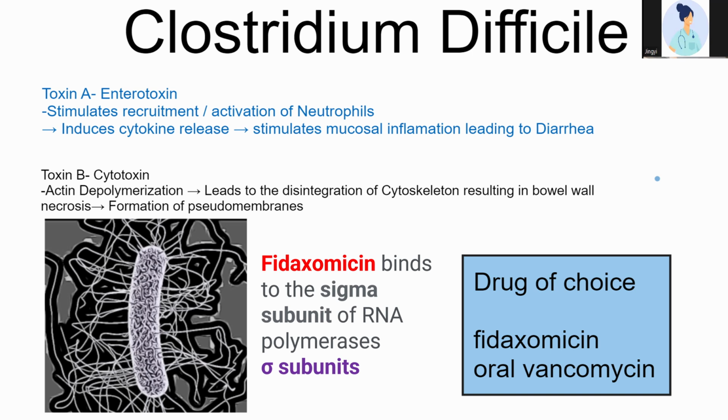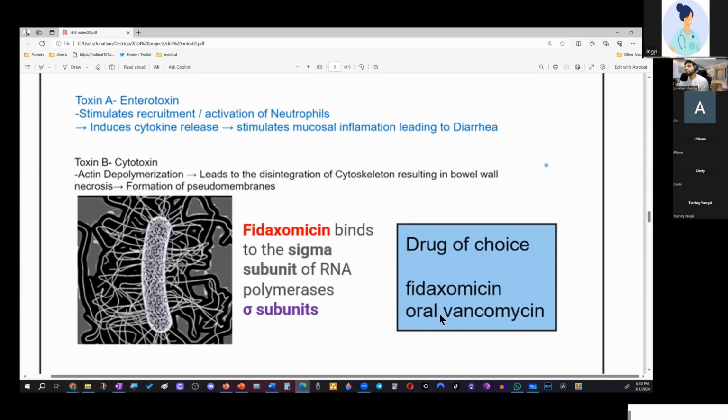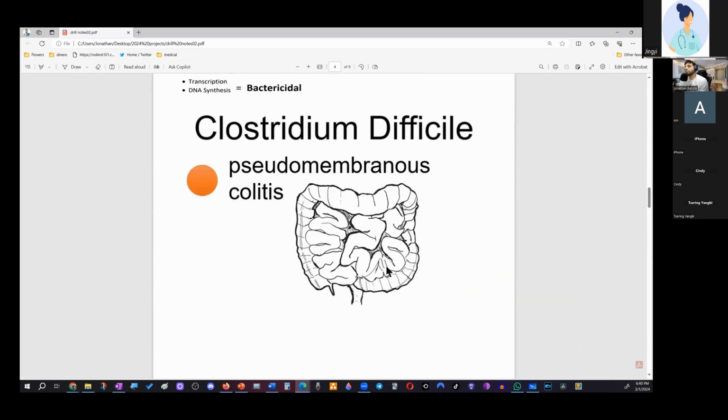So if you give fidaxomicin, you're targeting the C. diff infection. And of course, it's oral, right? It makes sense, it's oral because you want to attack directly on the GI tract and not actually absorb it within the bloodstream and break it down in the liver. So that makes sense. So the mechanism of action of fidaxomicin, and this is what we mentioned here in the notes, we said it binds to the sigma subunit of RNA polymerase. Okay, the sigma subunit. So yeah, drug of choice, I put fidaxomicin first, and I put oral vancomycin here at the bottom. That is how we move. That's how it works. Okay, perfect.